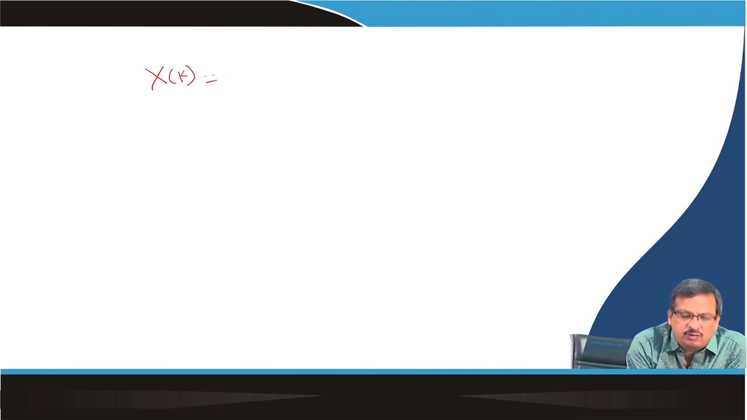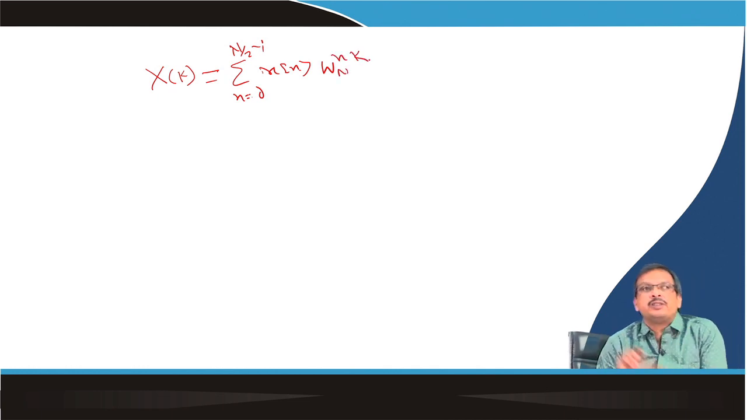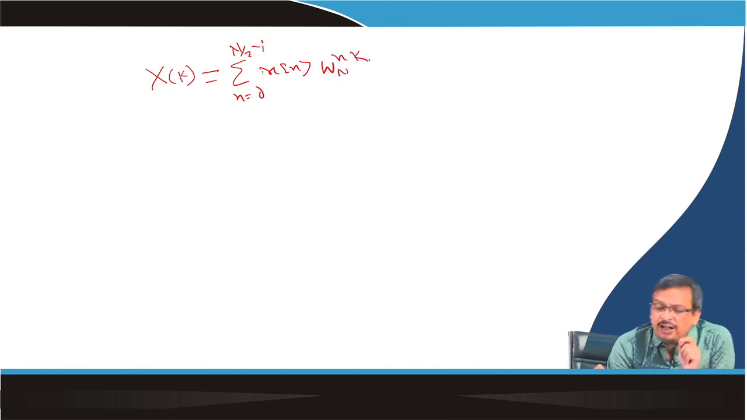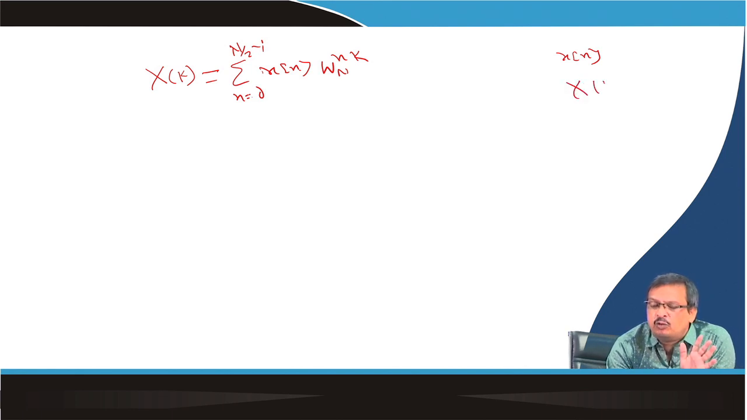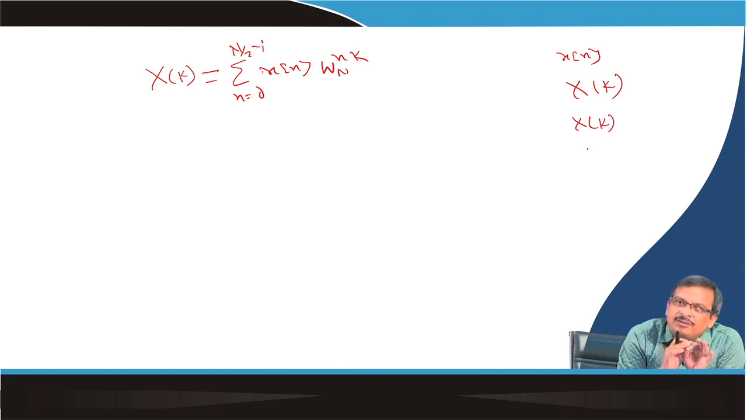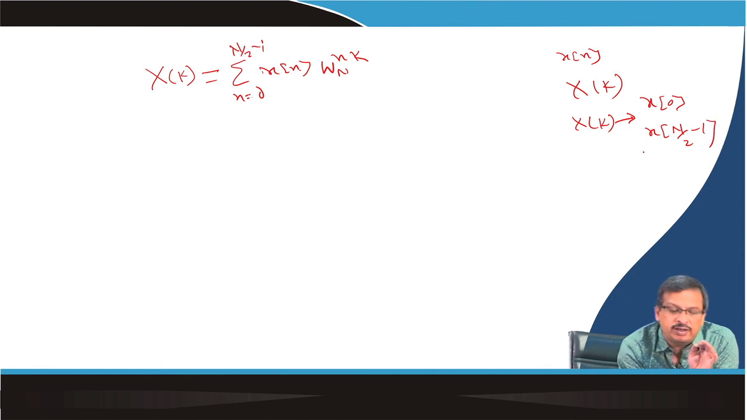So, X[k] is equal to the sum for n equal to 0 to N by 2 minus 1 of x[n] W_N^{nk}. That is the DFT equation. Now, instead of dividing the signal into odd and even, I want to divide X[k] into two parts. One part is where I compute X[k] with n varying from 0 to N by 2 minus 1. So, I write down that part first.